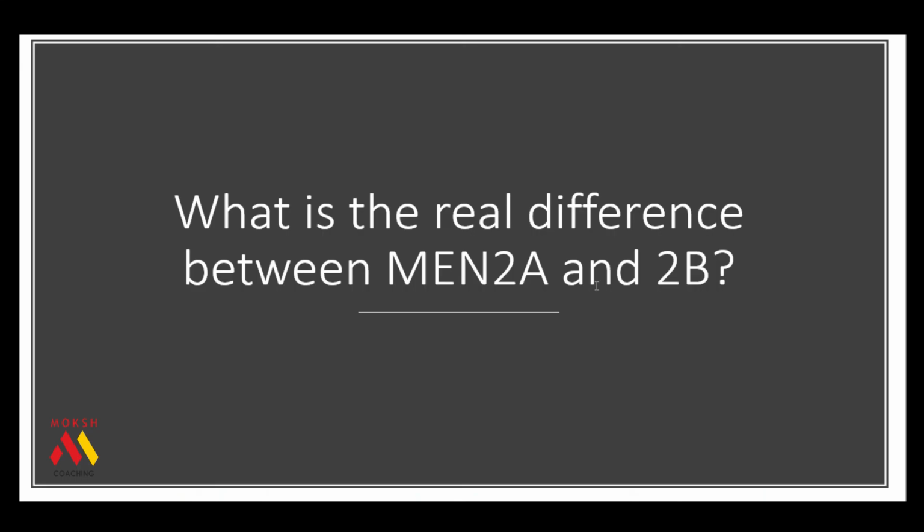Okay, so what is the difference between MEN2A and MEN2B? The difference is that MEN2A basically has parathyroid tumors, and MEN2B typically has mucosal tumors. And you can see over here these mucosal neuromas.